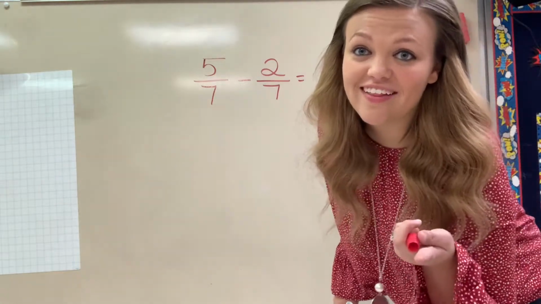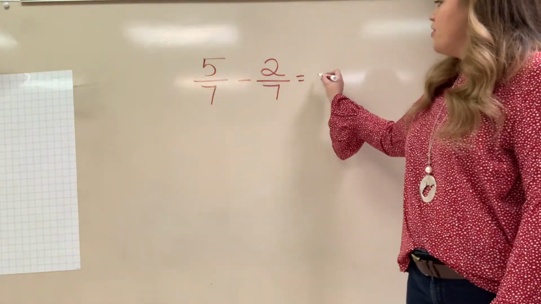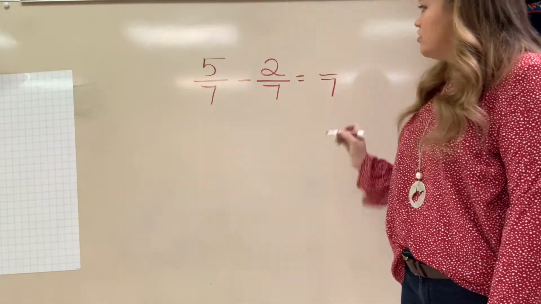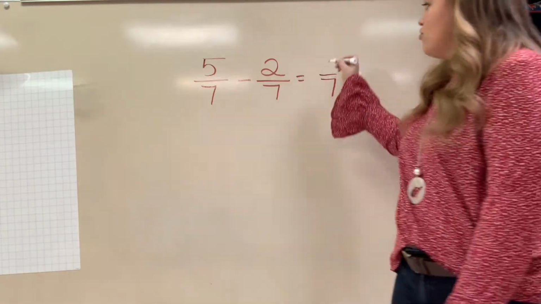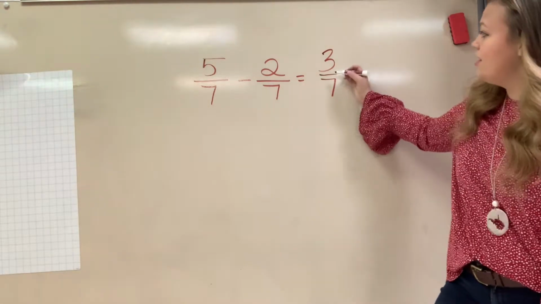Okay, so maybe I lied. This one's not actually that tricky because all you have to do is bring your denominator over, and then 5 minus 2 is 3. Is there a number that can go into both 3 and 7 evenly?